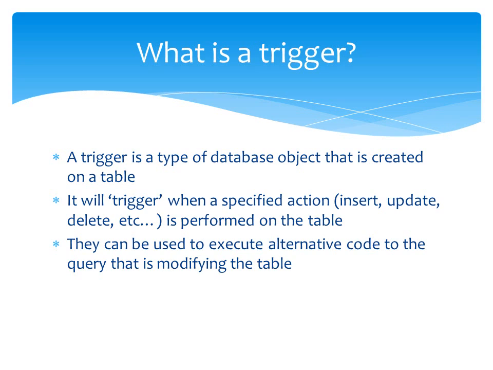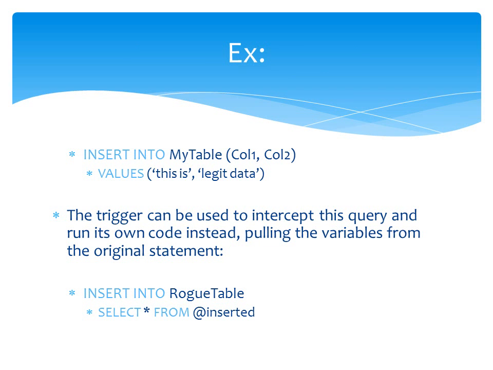And they can be used to execute alternative code to the query that is attempting to modify or access the table. For example, if the original command is insert into my table, column 1, column 2, the values this is legit data. The trigger can be used to intercept this query and run its own code instead, pulling the variables from the original statement. So it can change the first statement into the second, insert into rogue table, select all columns from the inserted data.